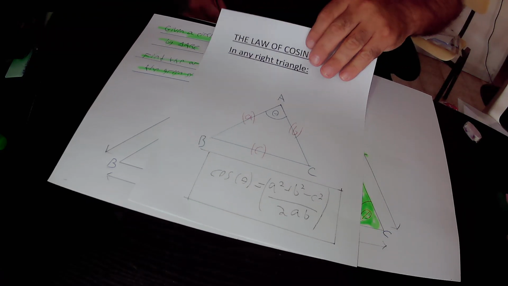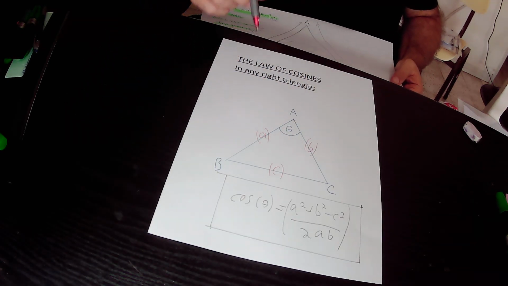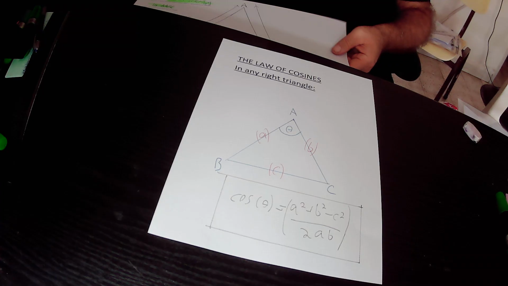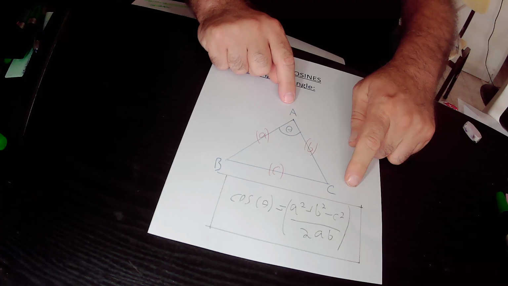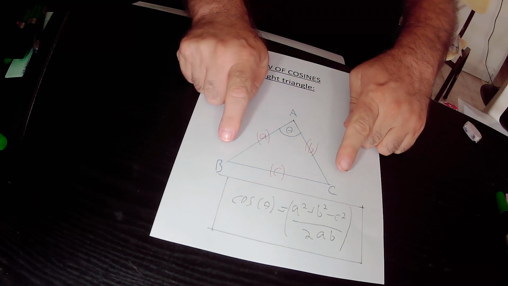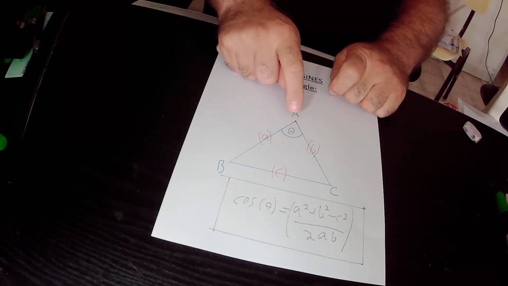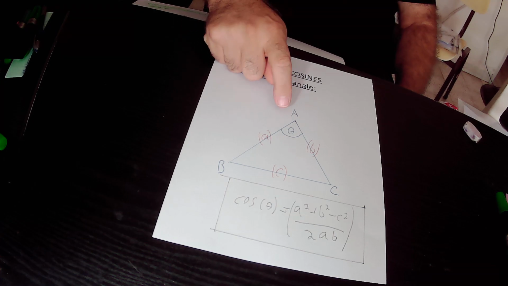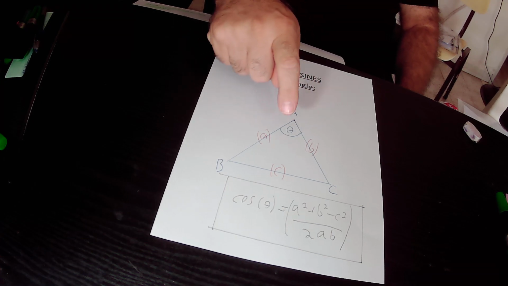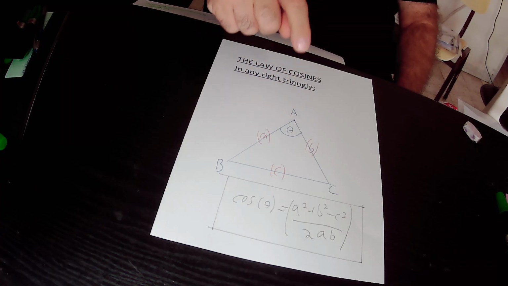The law of cosines is true in any triangle. This is triangle ABC that could be any triangle. Side AB equals A units in length, side AC equals B units in length, side BC equals C units in length. Angle BAC equals theta. Cosine theta equals A squared plus B squared minus C squared over 2 times A times B. Again, cosine theta equals A squared plus B squared minus C squared over 2 times A times B.